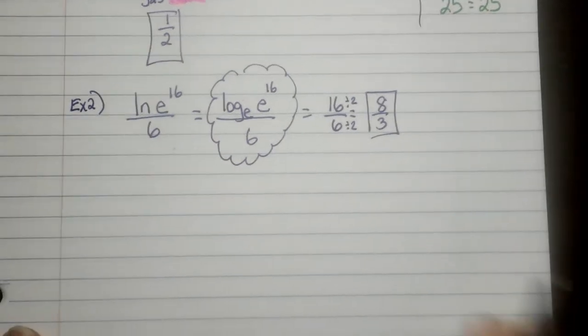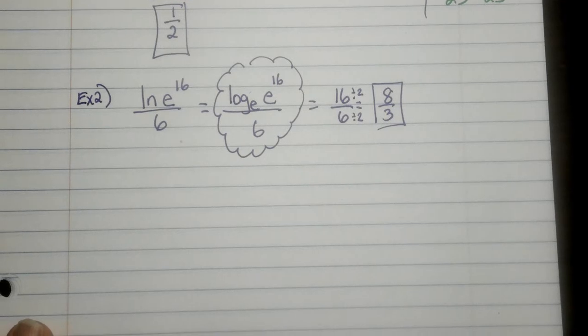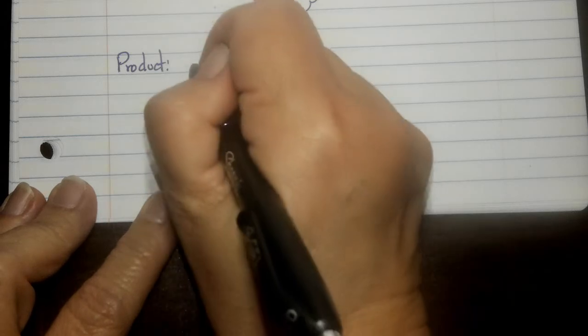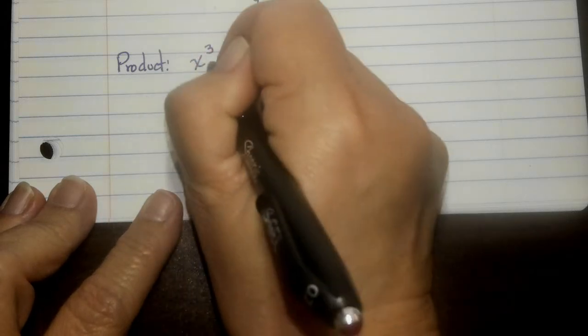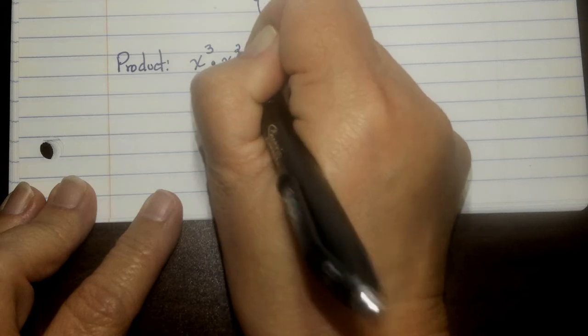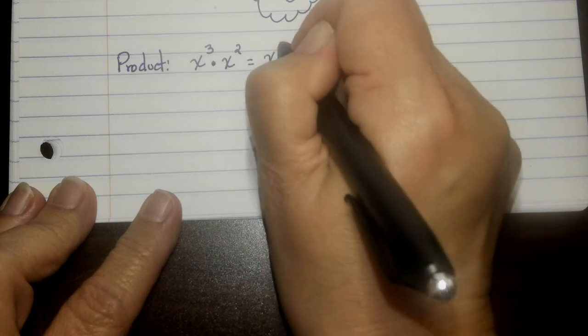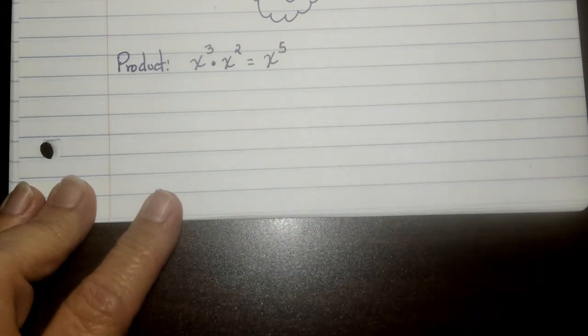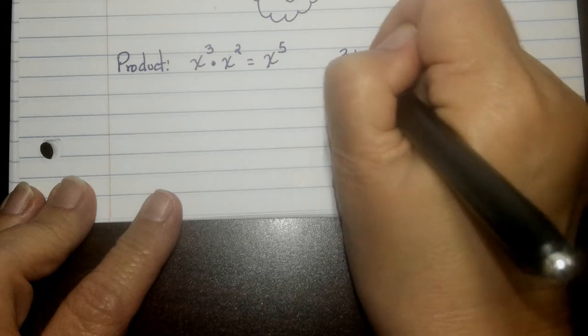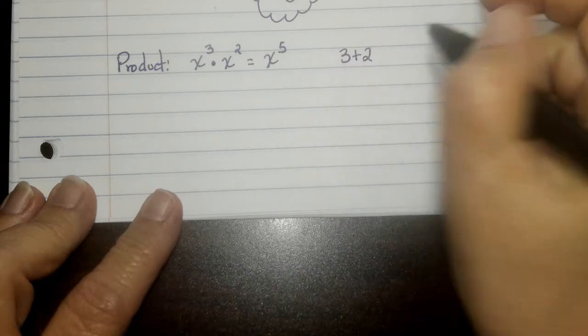Alright, now we're going to do the 3 other properties. And each one we're going to compare it with what we know about exponents. So we're going to start with the product property. So in exponents, what is x to the 3rd multiplied by x squared? It's x to the fifth. How do you know? You add the exponents, right? 3 plus 2 is 5.